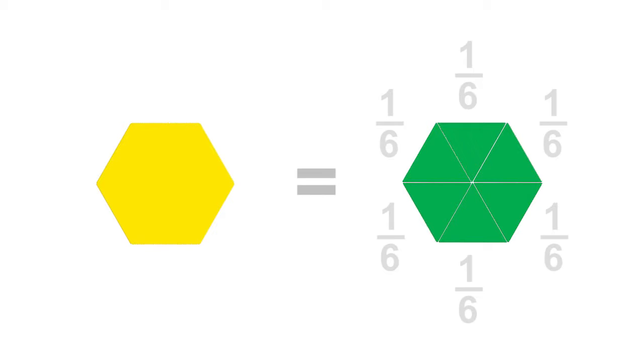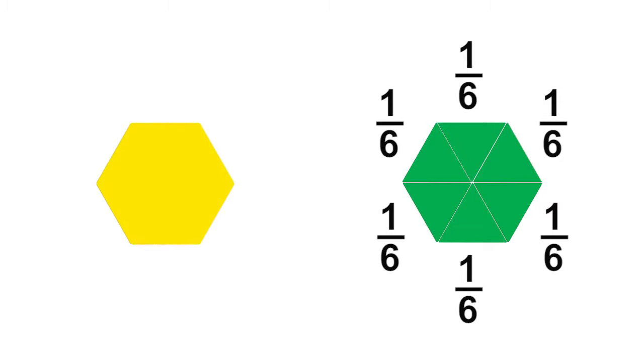The student may write an equation in their journal to explain that 1/6 plus 1/6 plus 1/6 plus 1/6 plus 1/6 plus 1/6 equals 6/6 or 1. They can place the hexagon on top of the triangles to physically confirm their equivalence.